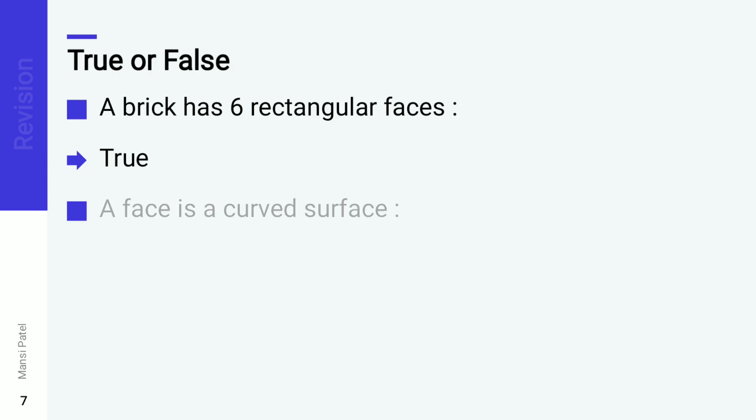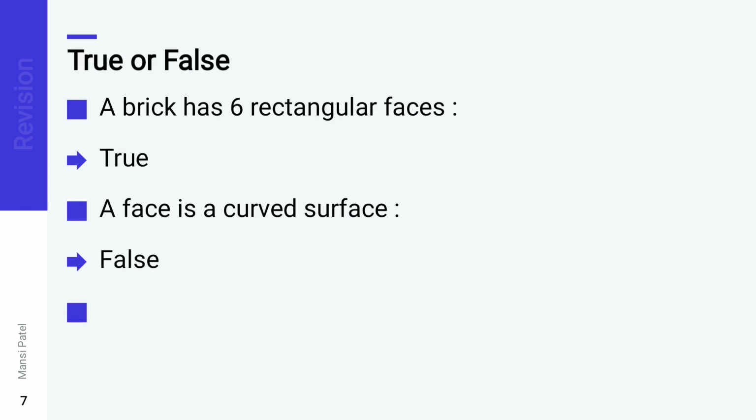Now the second one is that a face is a covered surface. If you see any face of the rectangle, does it look like a covered surface? Yes or no? No. All the surfaces are flat. Simple. No one has a covered surface.